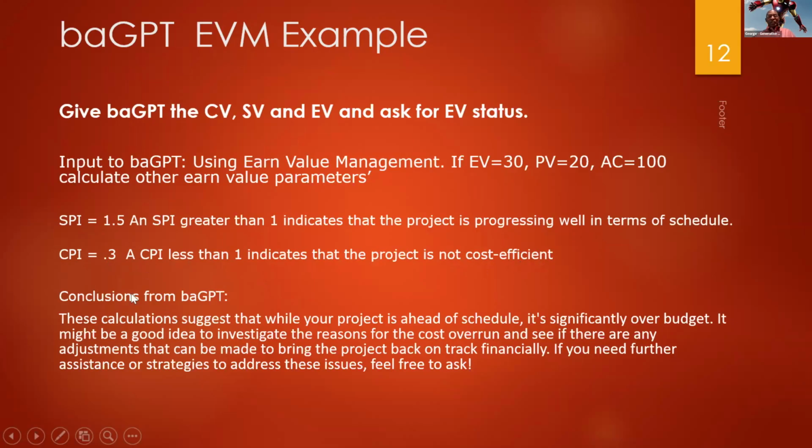So the conclusion that the model gave coming back says these calculations suggest that while your project is ahead of schedule, it is significantly over budget. It might be a good idea to investigate the reasons for the cost overrun and see if there are any adjustments that can be made to bring the project back on track financially. And then the GPT says, if you need further assistance or strategies to address these issues, please feel free to ask.